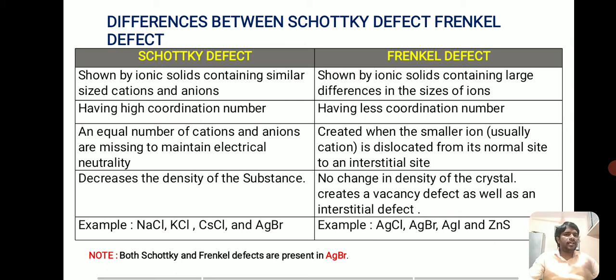It creates a vacancy defect as well as an interstitial defect. Frenkel defect creates these two. The example we have already discussed, and one important point we can observe here is that silver bromide shows both Schottky as well as Frenkel defect.